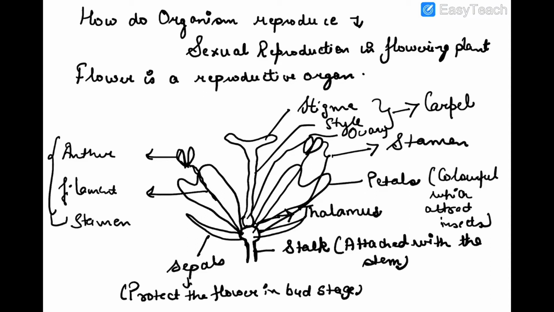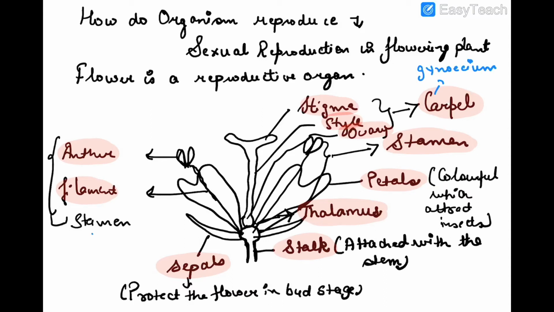So the male part of the flower is known as stamen. It consists of two parts, anther and filament. The female part is carpel, which consists of stigma, style, ovary. Accessory parts are petals, which are colorful to attract insects, and sepals, which protect the flower in bud state. By the stalk, the flower is attached to the stem, and thalamus is the swollen structure from which sepals and petals arise. Now, we should also know the group of carpel is known as gynoecium.